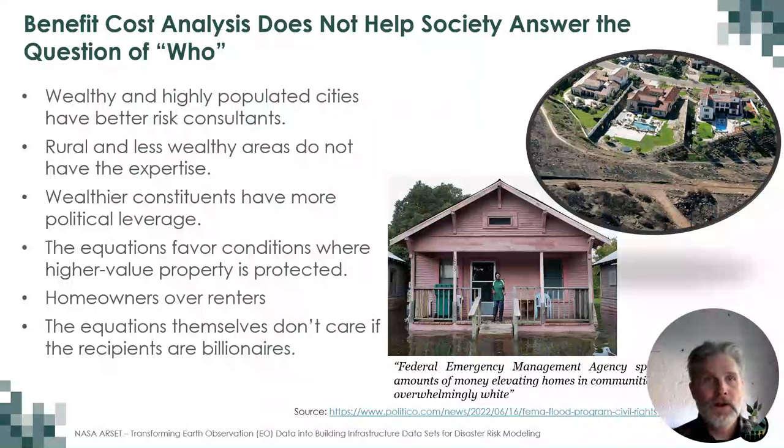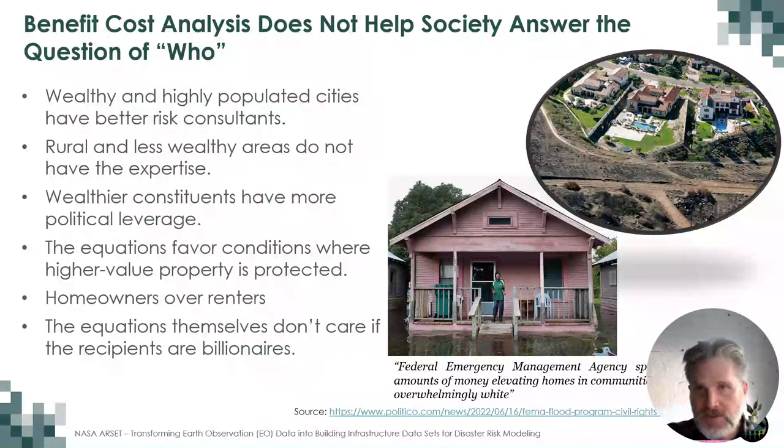So wealthy and highly populated cities have better risk consultants. They might be able to hire me, for example. Rural and less wealthy areas tend not to have the expertise to do a sophisticated benefit cost analysis. In addition, wealthier constituents have more political leverage. So if you're in Malibu, for example, you're more likely to be able to get the political power to make the changes to protect your property than folks that are living in New Orleans, for example.